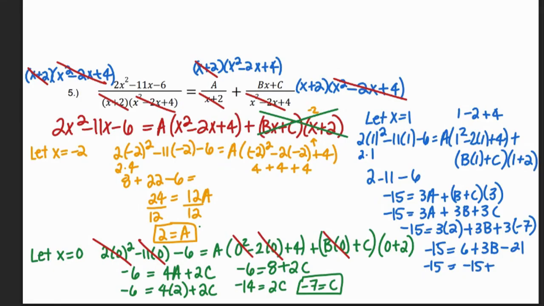And negative 15 equals negative 15 plus 3b. So if I add 15 to both sides, I get 0 equals 3b. And when I divide by 3, 0 divided by 3 is 0, and that gives us our final missing variable. So now we know values for a, b, and c.